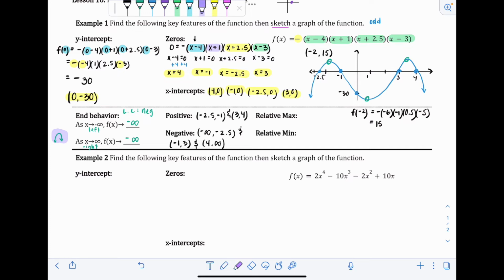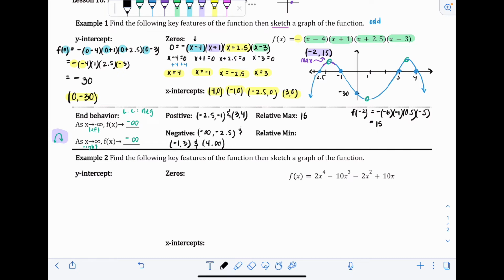So then at that point, it's a high point, so it'd be a relative max, just because it's higher than the points directly surrounding it. And then we're just looking for the y value there because it's the height, the highest value at that point. So we have a relative max at 15.